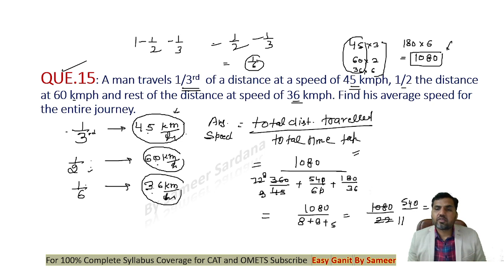11 into 4, 44. 49.09 would be the correct answer. That's the average speed, 49.09 kilometer per hour. Or you can say 540 by 11 kilometer per hour will be the correct answer to the question.